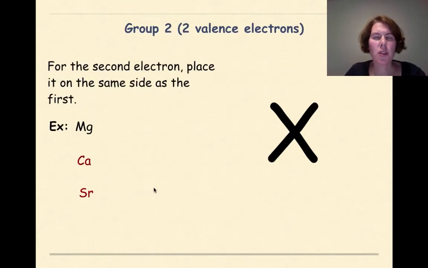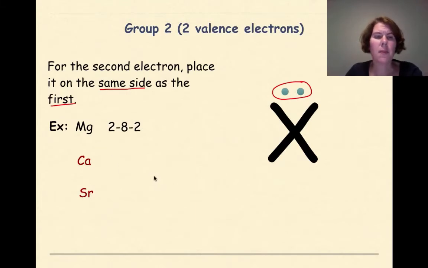Now let's look at group 2. Group 2 elements will have 2 valence electrons. So for the second electron, place it on the same side as the first. Now, a little disclaimer. This is how I teach Lewis dot diagrams. If your teacher has a different way of doing it, of course you should do the way that they do it. With this generic X right here, with 2 electrons, I'm going to put 1 on here and 1 on the opposite side. So it'll be 2 electrons together on one side.